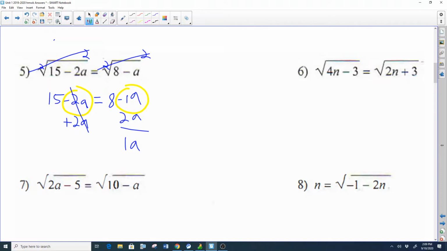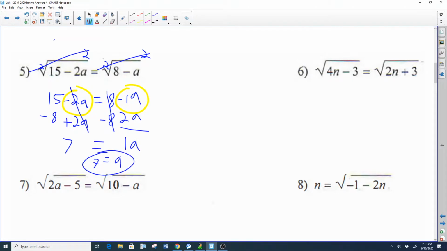So then we want to go ahead and get this 8 to the other side. And how we get the 8 to the other side is the opposite sign, so minus it over to this side. And 15 minus 8 is 7. So our answer is a is equal to 7.